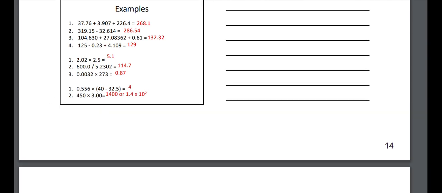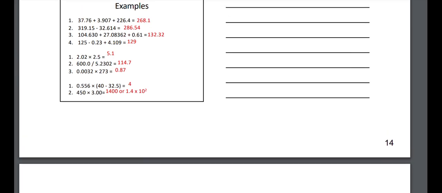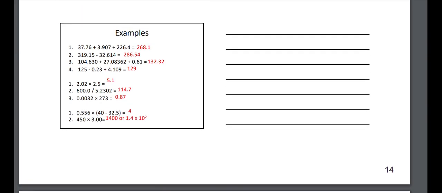Okay, let's do some multiplication and division and see how the significant figures will be counted. On number one, obviously my answer is 5.1, but let's see how we ended up with a 5.1. Since it's a multiplication, I need to calculate my significant figures, not my decimals. So what is my number of significant figures on this one?